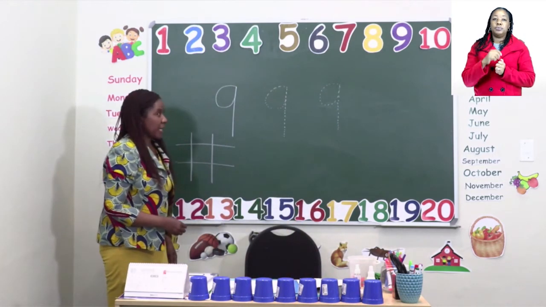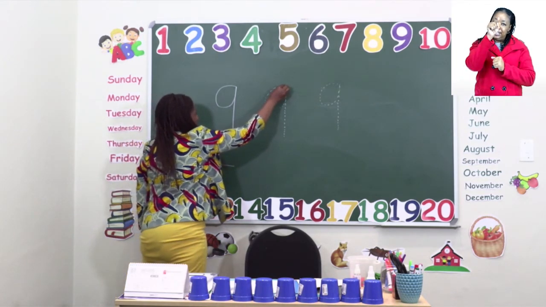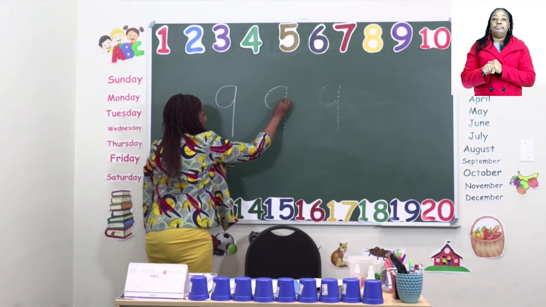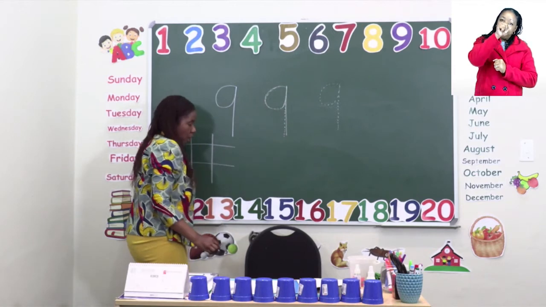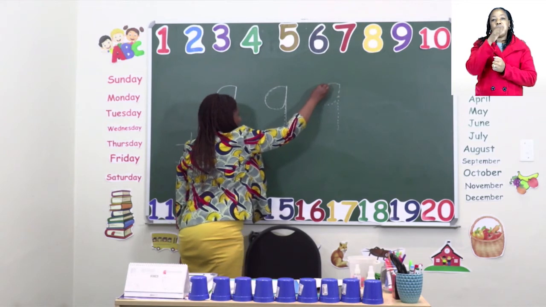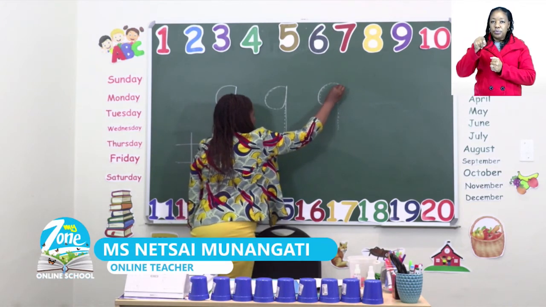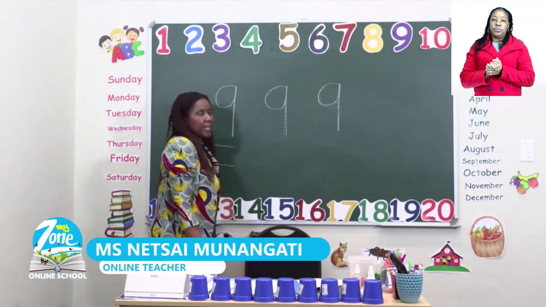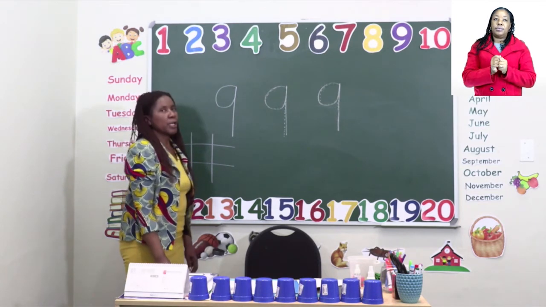When we write number 9, we start right here. We make a nice round all the way down, then up and down. Let's do it once more together. We start right from the corner. We go round the loop, up to close the opening and straight down. So when you write number 9, you make sure you write number 9 without picking up your hand.